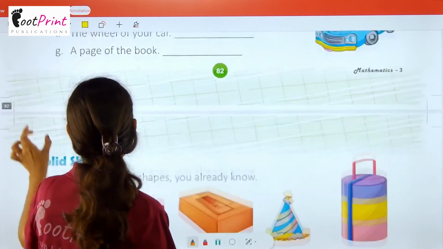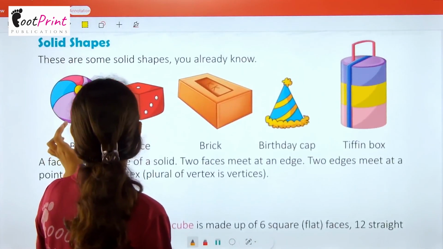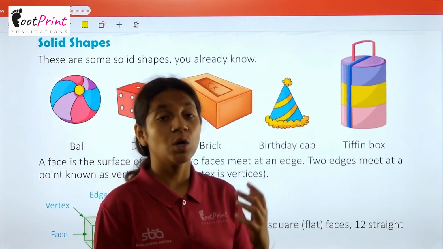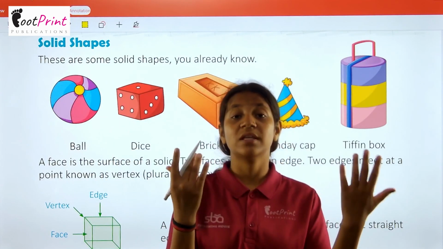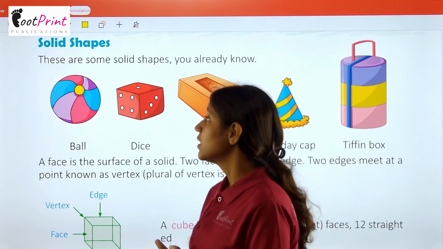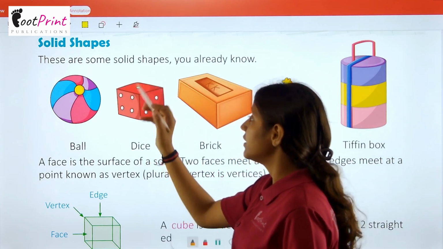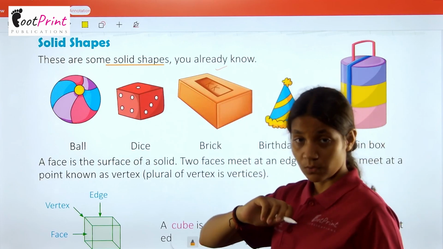Now we have our next topic, that is solid shape. So now what is solid shape? Those shapes which we can even touch and we can see them. Okay. So these are some solid shapes. You already know. What are these?